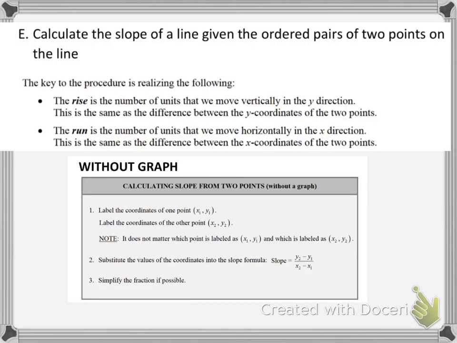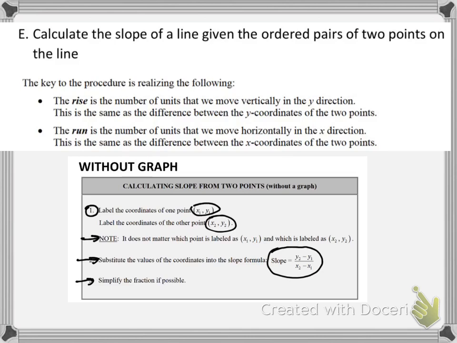So without a graph, we are going to have 2 ordered pairs, and we're just going to label them x1, y1 and x2, y2. Note that it doesn't matter which one we call point 1 and which one we call point 2. Then we're going to have to use the slope formula that I mentioned in the very first of these videos, and we are going to plug in those 2 points, and then simplify if possible.